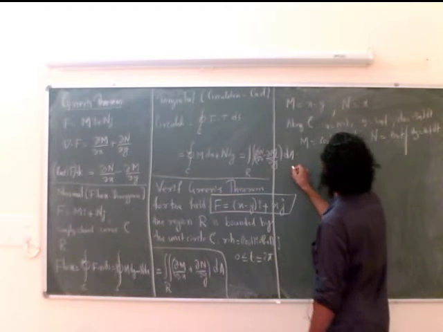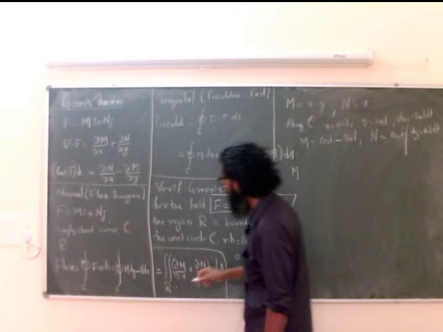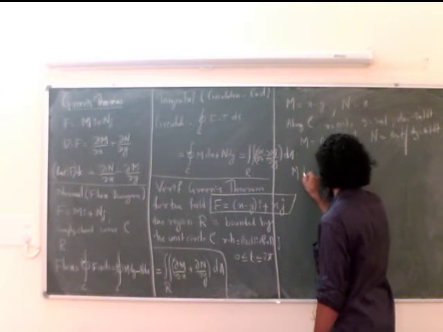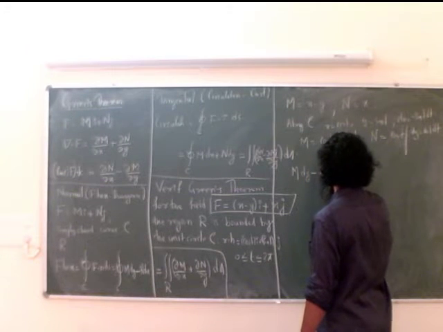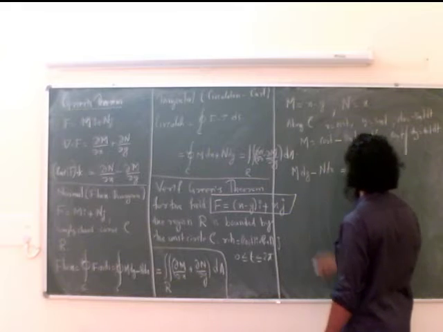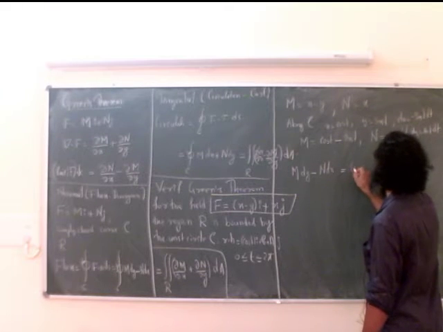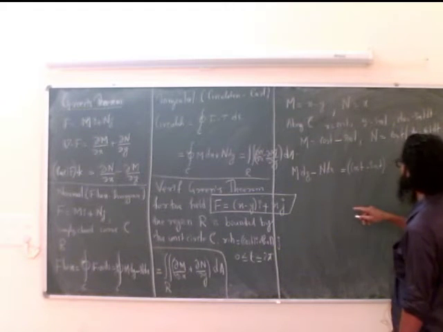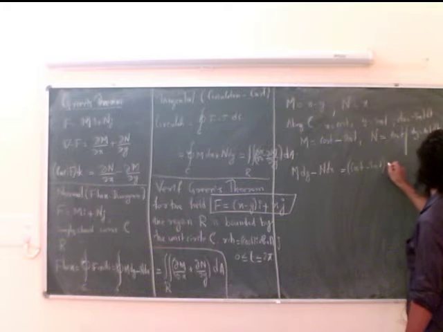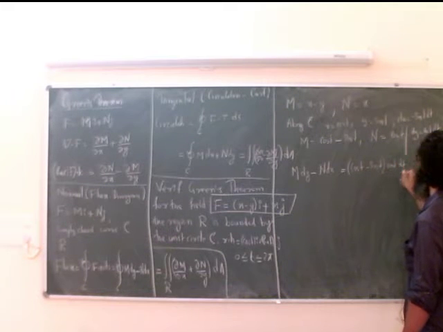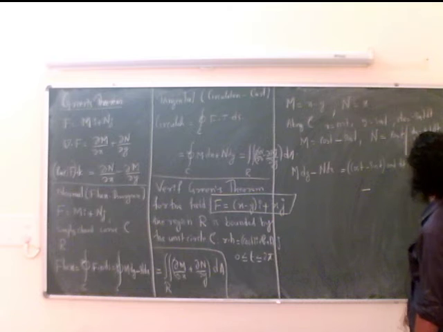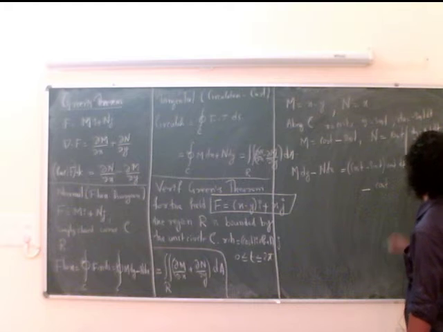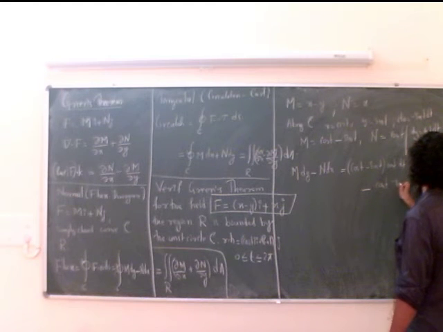So I am going for the normal form. So I have M dy minus N dx. I have to compute this. This is equal to what is that? Cos t minus sin t into dy, which is cos t dt, minus N, which is cos t, dx is minus sin t dt.